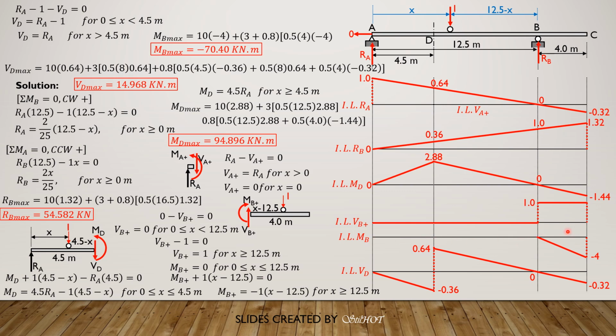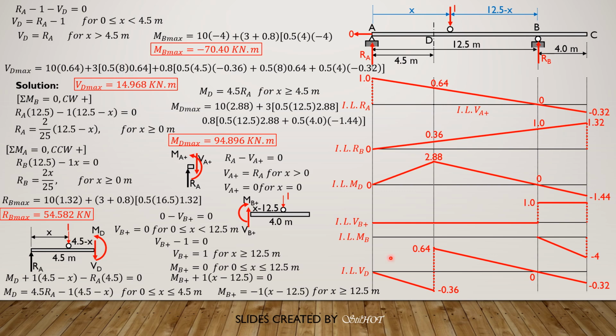So the live load is over this negative portion, and it is equal to 3 times quantity 1/2 or 0.5 of 4 times negative 4. So 3 live load, and remember there is dead load also included here. So 0.8 times quantity 0.5 times 4 times negative 4. So MB max is equal to negative 70.40 kilonewton meter. Then next, MB max is already done.